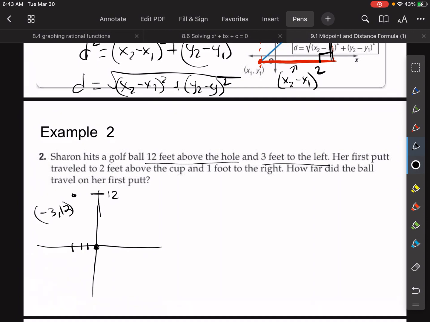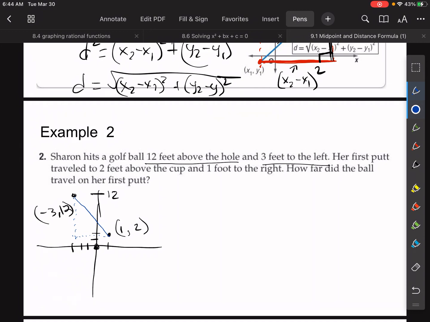Her first putt traveled to 2 feet above the cup and 1 foot to the right. So 2 feet up, 1 to the right would be here, and that coordinate is 1, 2. Careful, always do your x coordinate first, right? How far did the ball travel on her first putt? So they want us to figure out the distance between these 2 points. So again, we can apply the Pythagorean theorem, right?